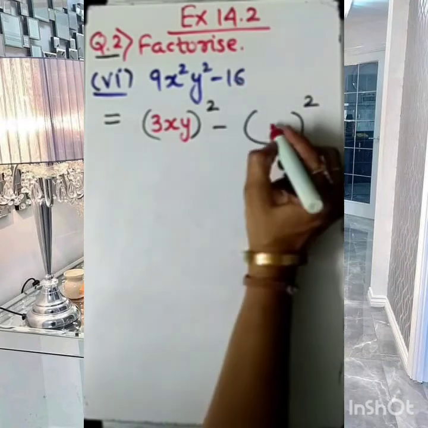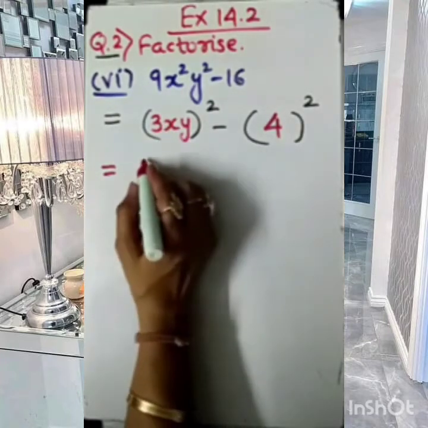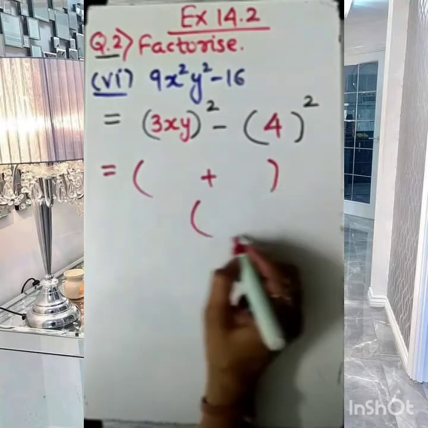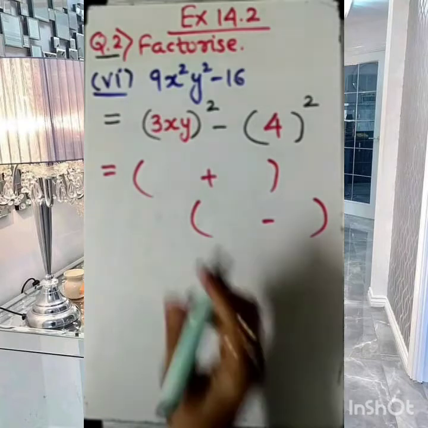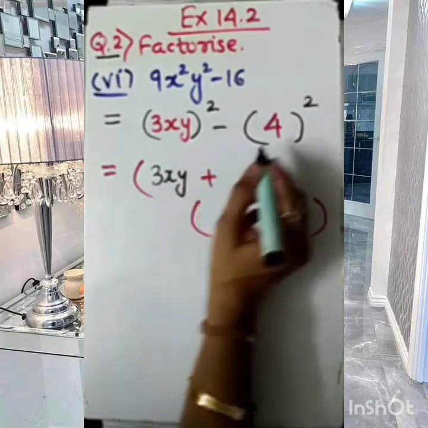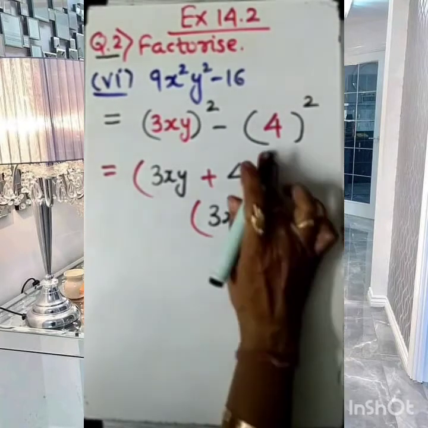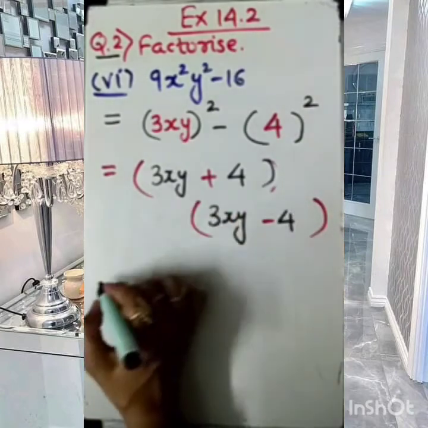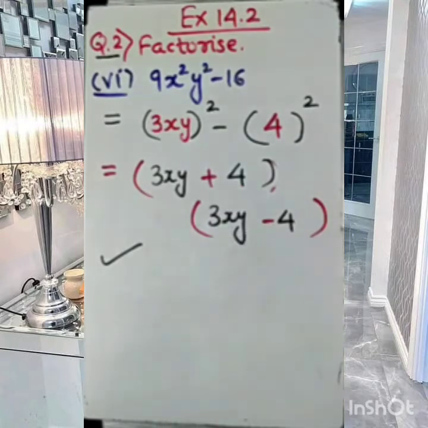Now we know that 16 is the perfect square of 4, since 4 times 4 is 16. Now the third identity says (a plus b)(a minus b). Now what is a here? 3xy is a. What is b? This is 4. So this is 3xy plus 4 and this is 3xy minus 4. So my dear student, this is the complete solution: (3xy plus 4)(3xy minus 4) of this expression.